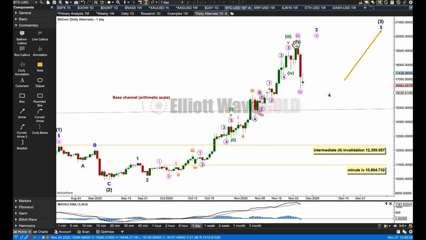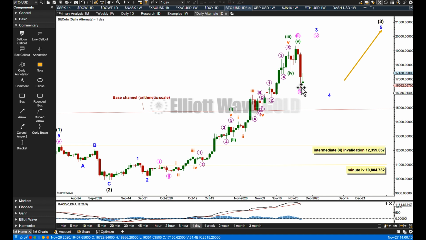Well, my first thought is this pullback. I don't think this is over, but I don't think it's going to be very deep or last very long. So maybe a few more days, maybe another week at the most.